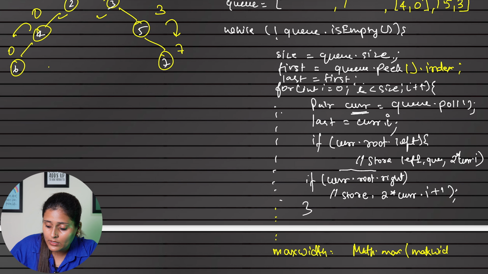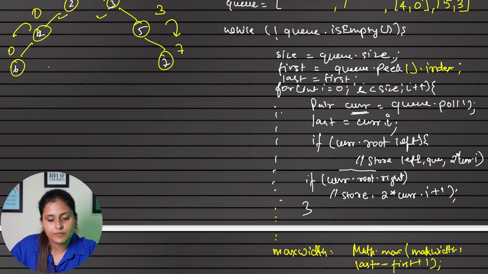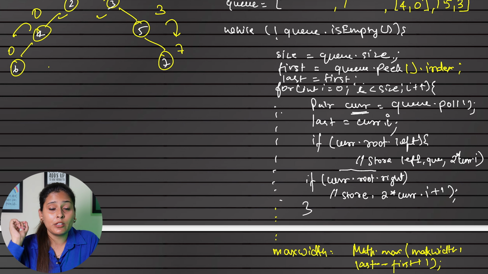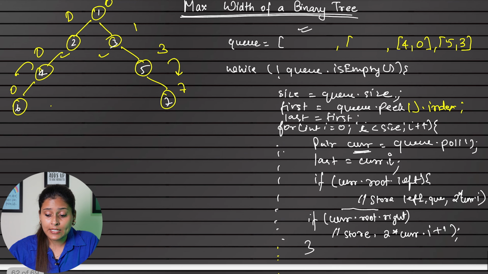Previous max width is the maximum width, or this current one, and current one is nothing but last minus first plus 1, and that's it. After coming outside, we can simply return this maximum width. Isn't it easy? So time and space complexity will be O of n only, because we are traversing and storing all the nodes in our queue data structure, correct?